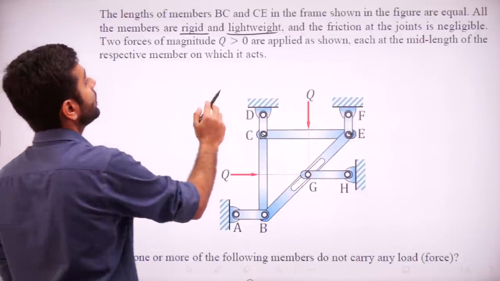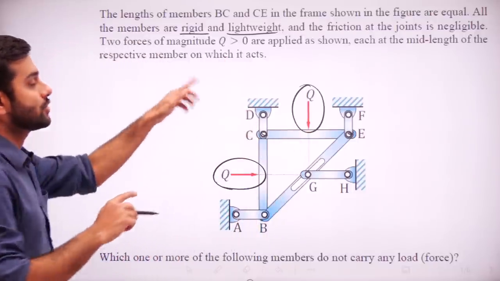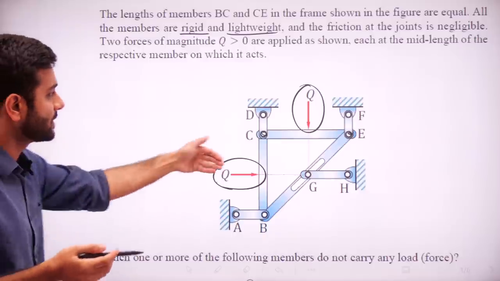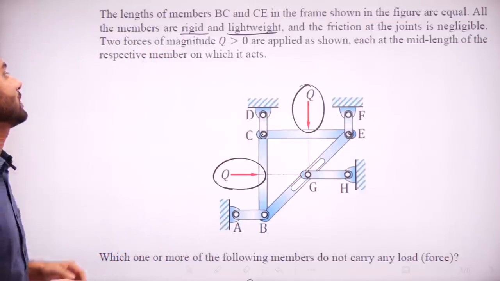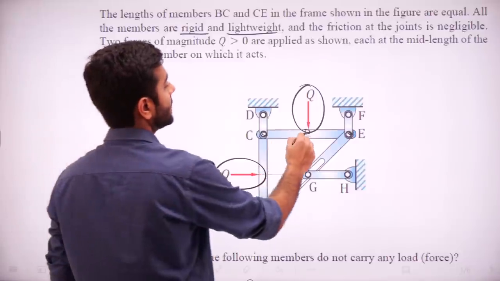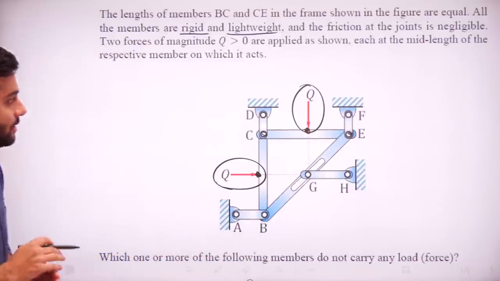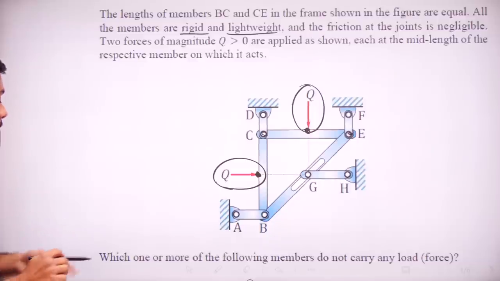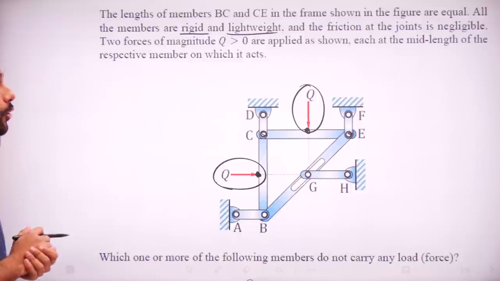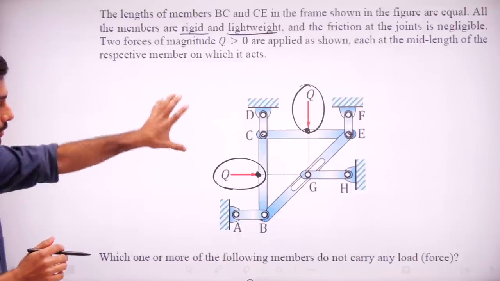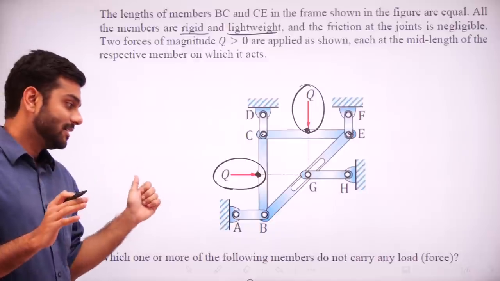Two forces of magnitude Q greater than zero, this one and this one, are applied as shown. Means the two forces are acting as they have been shown, each at mid length of the respective member. So this is at the mid length, the center of CE, and this is at the mid length, the center of BC, on which it acts. Which one or more of the following members do not carry any load or force? So out of these members, which of them are not going to have any load or force?